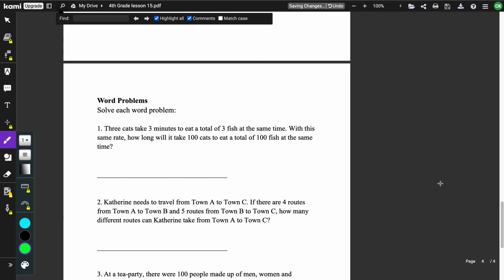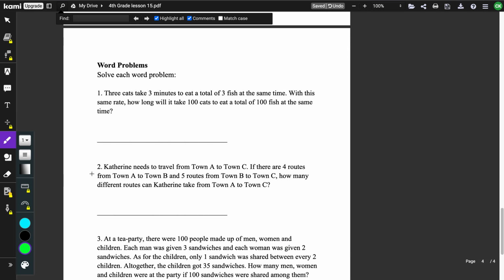Moving on, let's do some more problems. Let's do number 2. Catherine needs to travel from town A to town C. If there are 4 routes from town A to town B and 5 routes from town B to town C, how many different routes are there? This one's actually quite simple. You think of the amount of different routes that can be taken, and you can calculate this by doing 4 times 5, which is 20. There are 20 different routes.